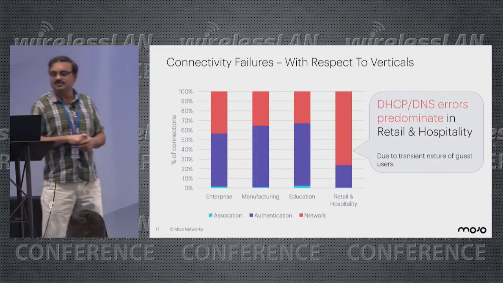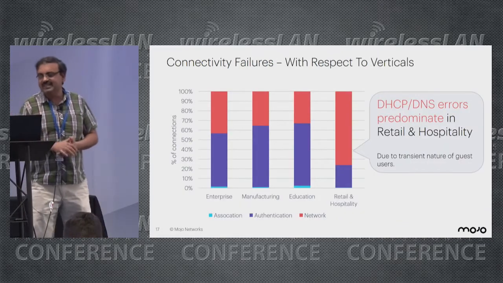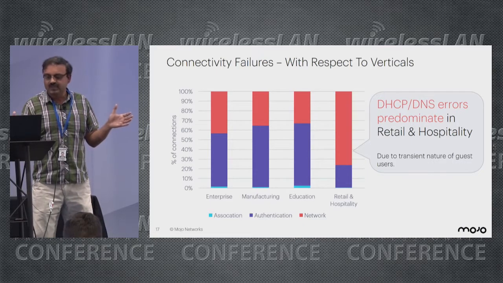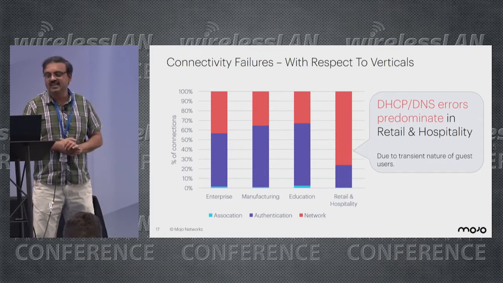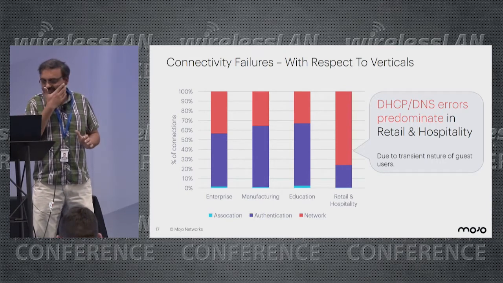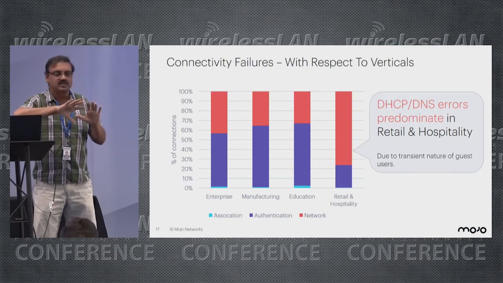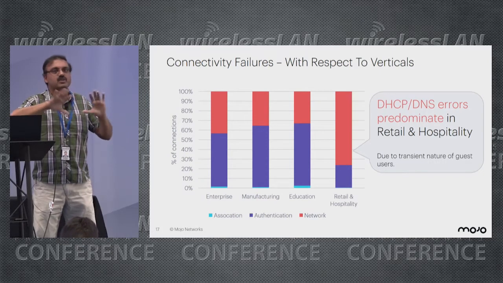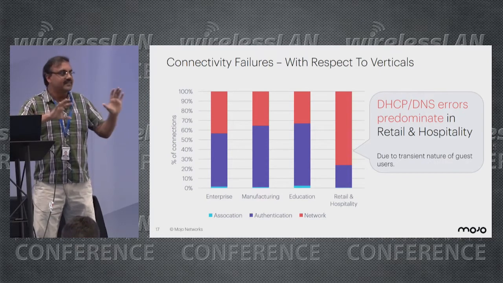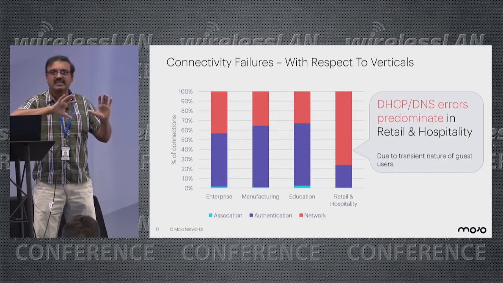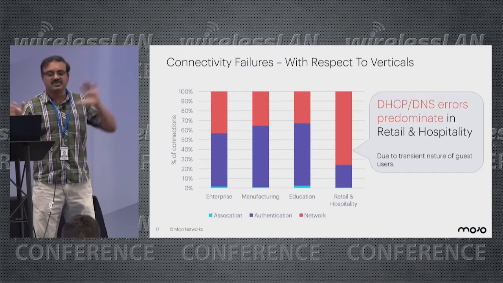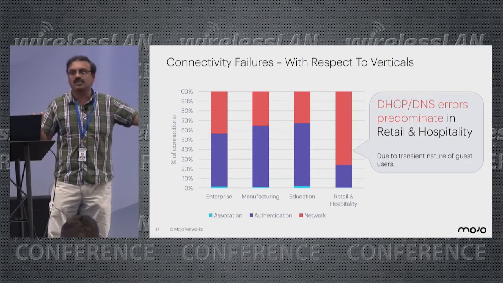Okay, so now let us look at this data from a different verticals perspective. As I mentioned, we have looked at enterprise, manufacturing, education, and retail and hospitality data, right? What this graph is indicating is the relative distribution of the failures with respect to these verticals. We are trying to see whether all these failures are roughly the same across these verticals, or they are different. That's why the y-axis, if you see, is 100% normalized.